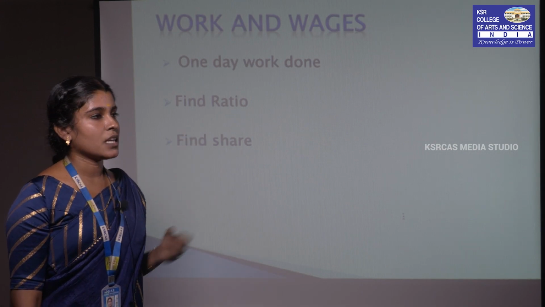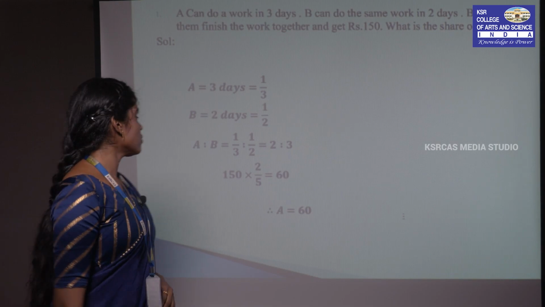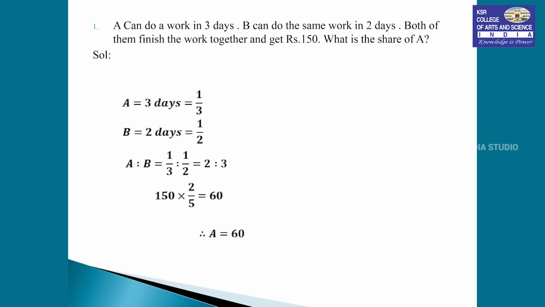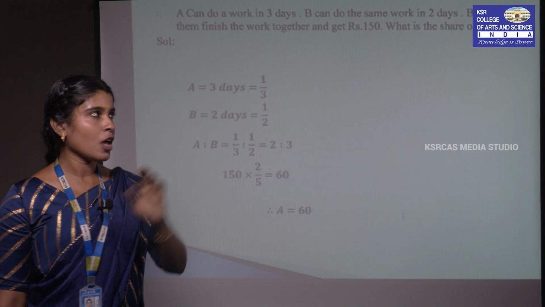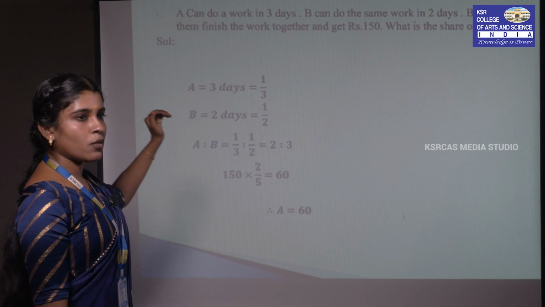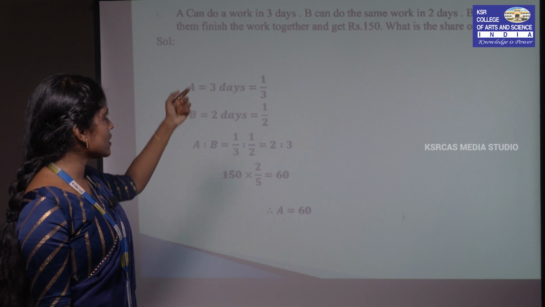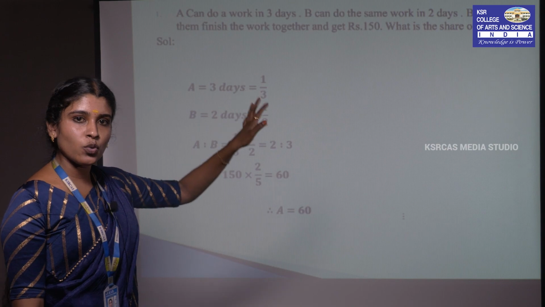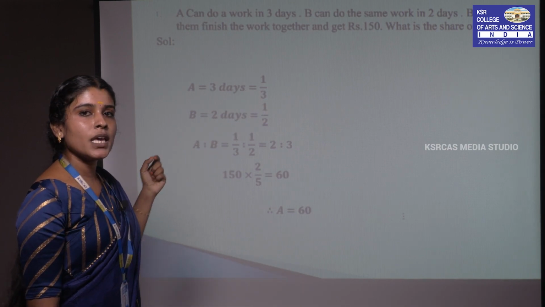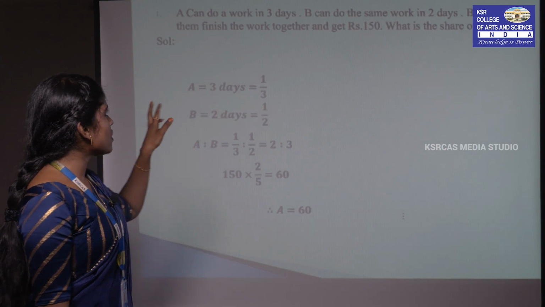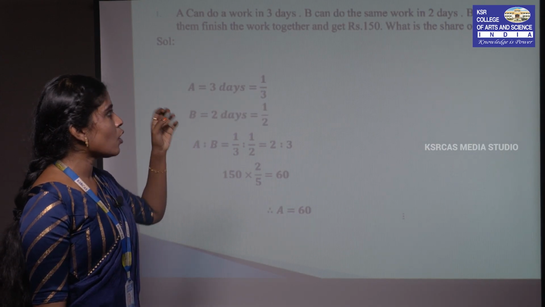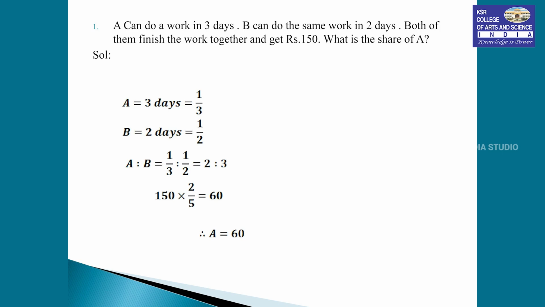So see the first example. A can do a work in 3 days. So concept-wise, first we need to find the 1 day work. So A's 1 day work is 1/3. Next, B can do the same work in 2 days, so we can write B equal to 1/2. Next, both of them finish the work together, they get rupees 150. They finally ask, find A's share.